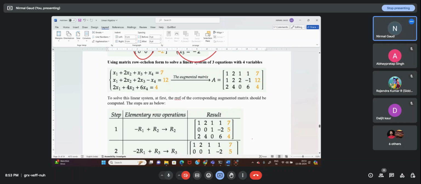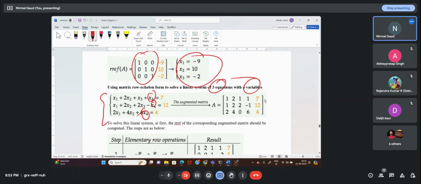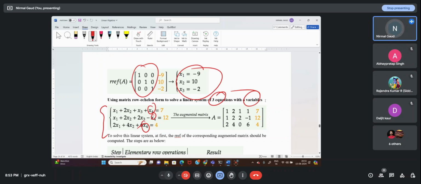Okay, again you are having one more system of linear equations. Here you are taking one more component, x4. So we are having three equations and four variables. Now what will happen? According to the rule, you should have as many equations as the number of variables present. If you are having four variables, you should have four equations to solve them. But here you are having three equations and four variables. What could be the solution?